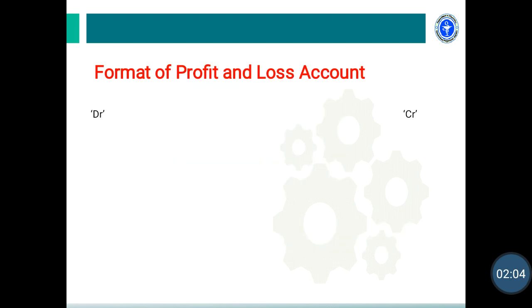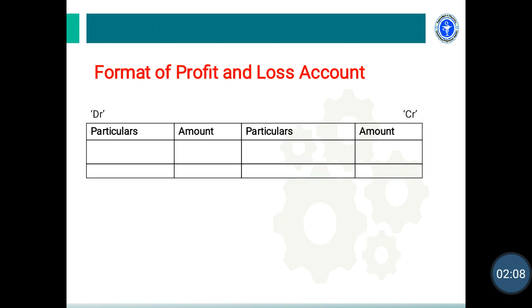Next point is the format of profit and loss account. So this is nothing but the format of profit and loss account. It consists of 4 columns: particulars and amount on a debit side and the same on a credit side, that is particulars and amount. So in this way it consists of 4 columns.